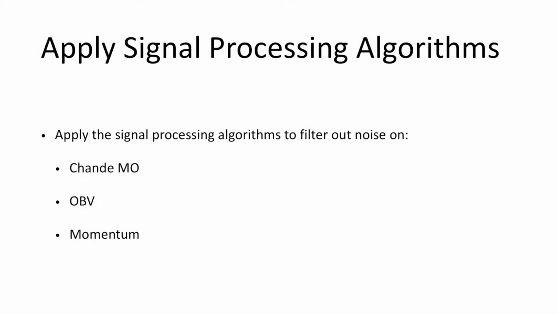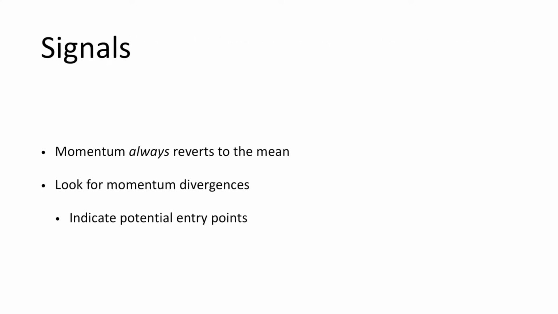The solution to this is to apply signal processing algorithms to filter out the noise. And we've done that on the Chande MO, the OBV, and the momentum indicator. To look for trading signals, we need to recall an important fact about momentum, and that is that momentum always must revert to the mean. So the key is to look for divergences between long-term momentum and medium-term or short-term momentum.